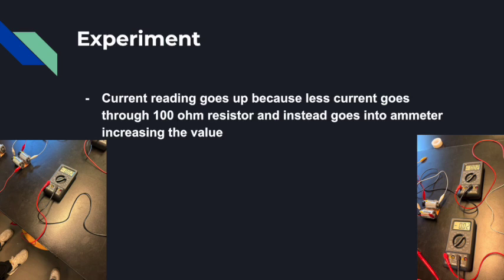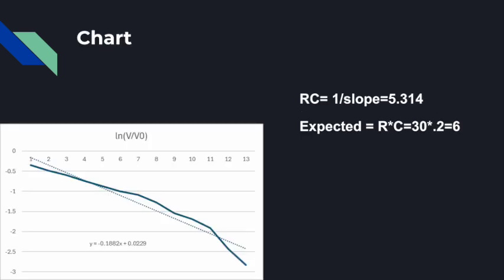The current reading goes up because less current goes through the 100 ohm resistor and instead goes into the ammeter, increasing its value. This is the chart. The RC was 1 divided by the slope, so that's around 5.314, and the expected was around 6.